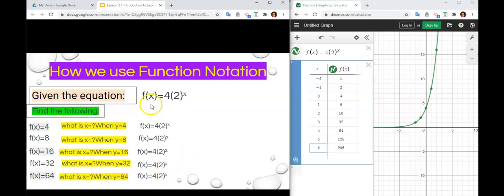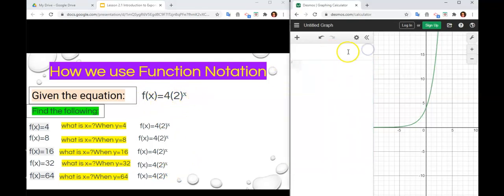Well, I come over here and all I have to do is just graph this function right here. So let me show you. We just graph this equation. So I'm going to say f of x equals 4, open parentheses, 2 raised to the power of x, because it's exponential. And I want to know what these values are. So I'm looking for what value goes next to x when y is 4. What value goes next to x when y is 8? And so forth and so on.